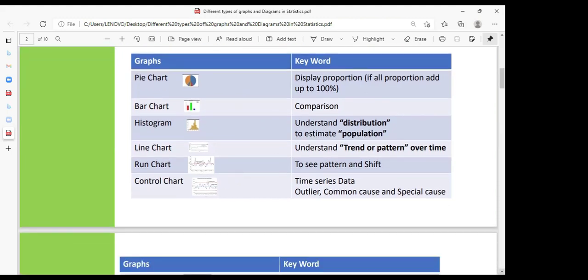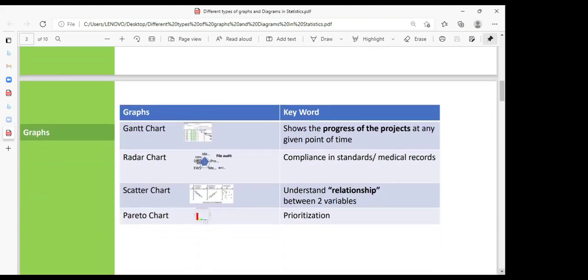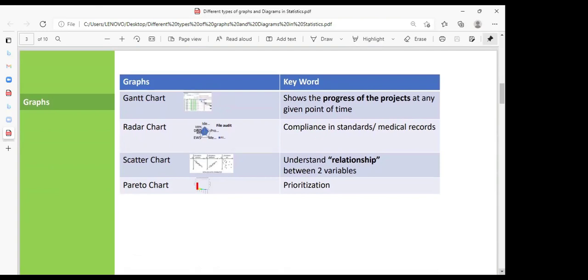Next, coming to the control chart, it is time series data, basically to check for outliers, common cause and special cause. So the keyword for it is time series data, whereby you have an upper limit and a lower limit. Next, coming to Gantt chart. In Gantt chart, the keyword is to show the progress of projects at any given point of time. Basically, if you have a project planning ahead or any new project coming up, then you can show the timeline of it.